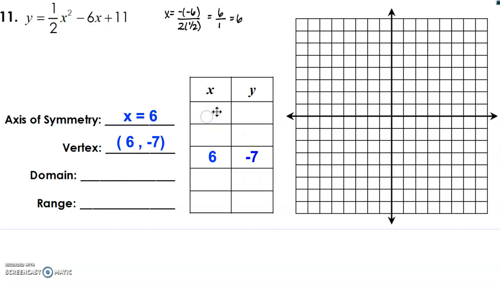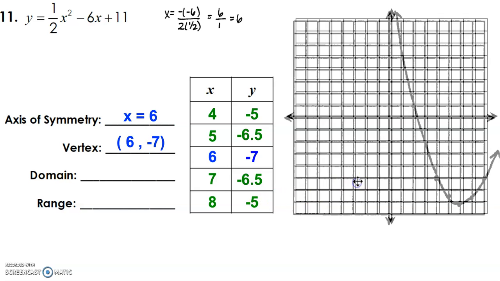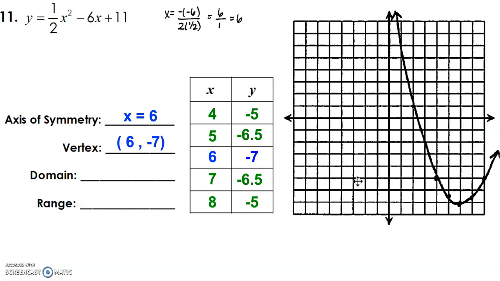So I fill in that table on either side of 6. 4 gives me -5, 5 gives me -6.5. It's okay to get decimals here. 7 will give me a -6.5, and 8 will give me a -5. So my parabola will look like this. Notice it's a little wider. The domain is still all real numbers, and the range is everything greater than or equal to -7.